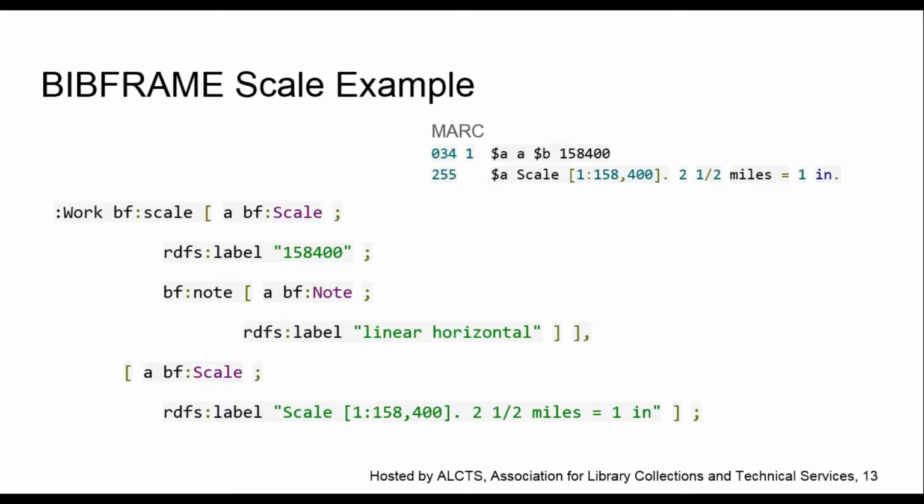We also know as map catalogers that there is some semantic nuance to the way in which we encode the scale data in a Marc record. So for instance, brackets around the representative fraction in the 255A means that the scale is calculated in some way. A lack of brackets would mean that the scale is provided as a representative fraction. And we know this only by the punctuation present and not by any explicit assertion in the data.